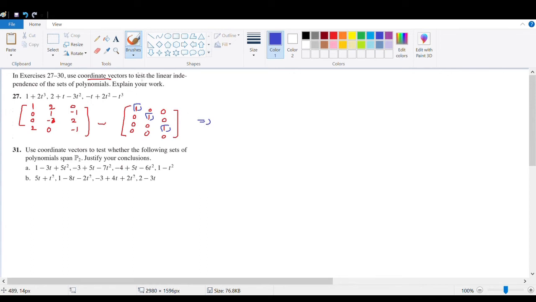So here we use the coordinate vector to test the linear independence of the set. First we will take the coefficients, so the coefficient of constant, then coefficient of t, t square, t cube. We see here we have a pivot in each column, so we conclude that the set is linearly independent.